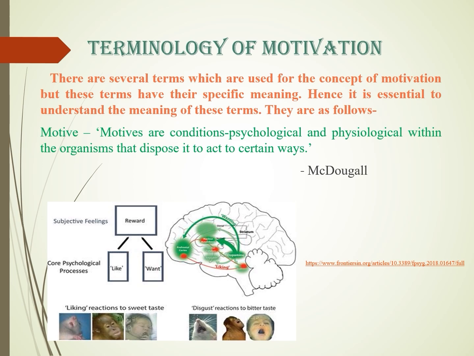Motive. Motives are conditions, psychological and physiological within the organism that dispose it to act in certain ways, McDougall. Subjective feelings are called rewards. Core psychological processes like want. These are the examples. Liking reactions to sweet taste. This image shows the liking reactions to sweet taste. Disgust reactions to bitter taste. These are all the parts involved in the stimulation of the brain.